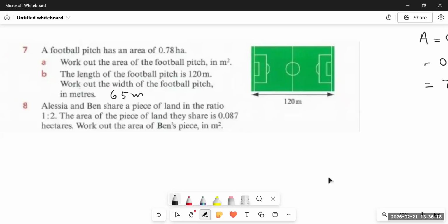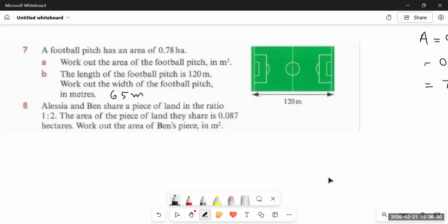Next, it says Alicia and Ben share a piece of land in the ratio 1:2. 1:2 means one part goes to Alicia and two parts go to Ben. And the area of the piece of land they share is 0.087 hectares. So what would be the area of Ben's piece? We have already learned area, ratio and proportion.